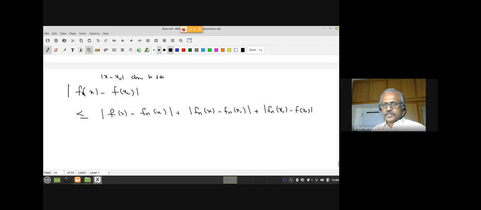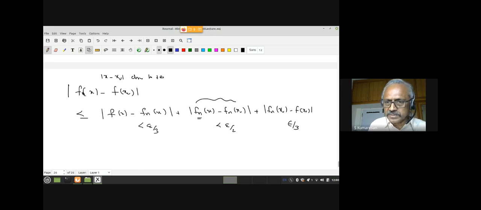Again, it is qualitative. This is immaterial of which n you chose. For any n, this inequality is true. For every n, this inequality is true. But what is the idea? The trick says you choose this n carefully now. Right? How will I do that? I want this to be less than epsilon by 3. I want this to be less than epsilon by 3. I want this to be less than epsilon by 3.